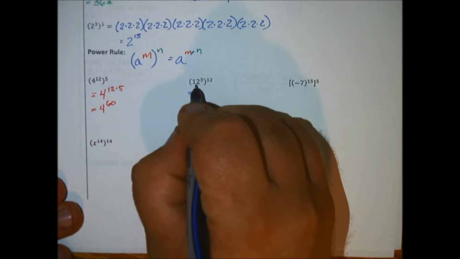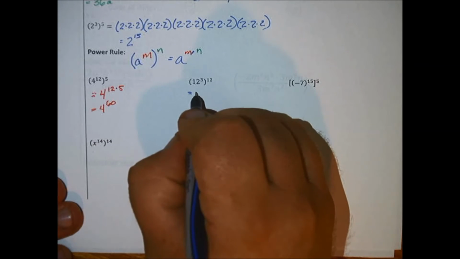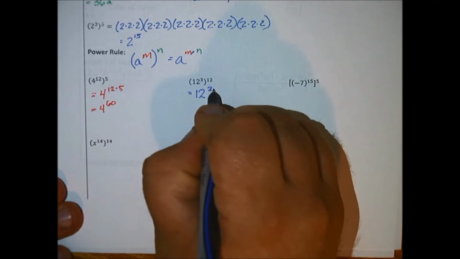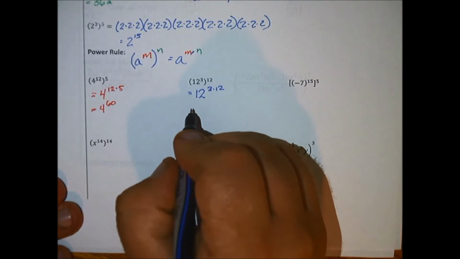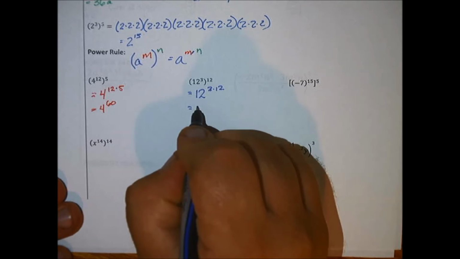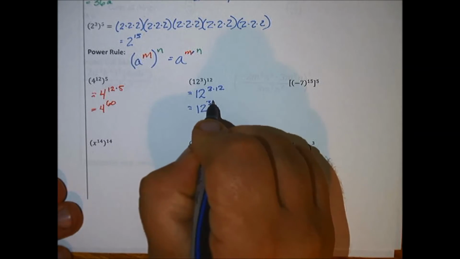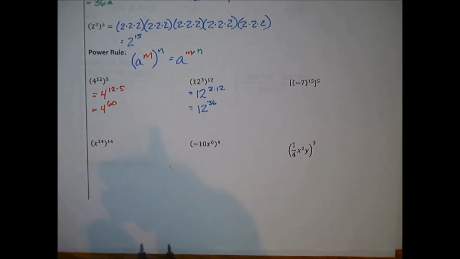So I'm going to have 12 to the 3rd raised to the 12th. So that's going to be 12 to the 3 times 12. Okay, and 3 times 12 is 36. So that's going to be 12 to the 36th power. I don't want to write 12 36 times. I don't want you to have to either.